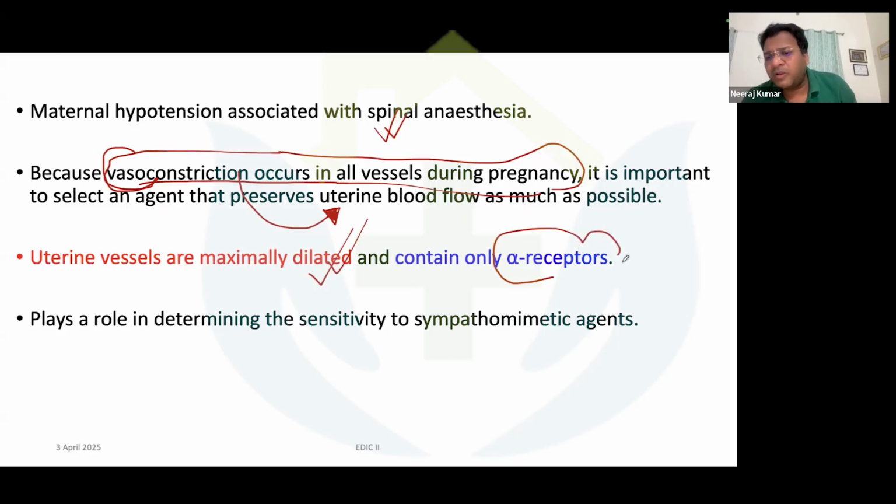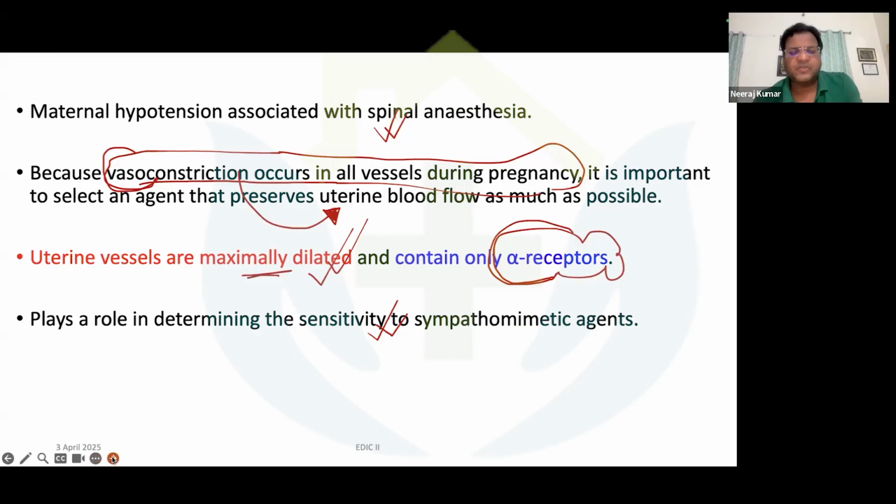These vessels have only alpha receptors. So uterine vessels are maximally dilated. Why? Because they contain only alpha receptors. That's why it has an important role in determining the sensitivity to any sympathomimetic agents you are going to add. This is normal physiology, and this is what we all want. That's why the alpha vasoconstrictors are being used.